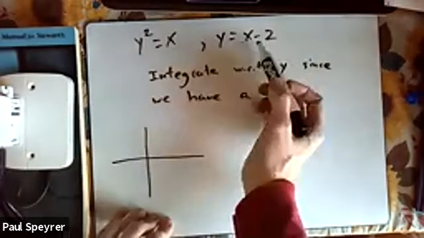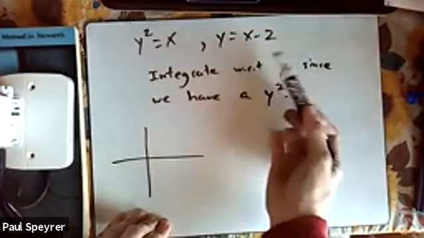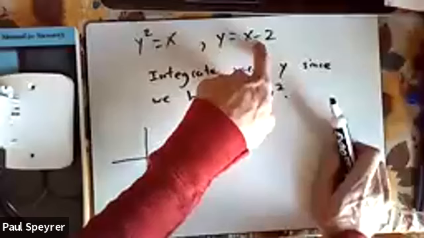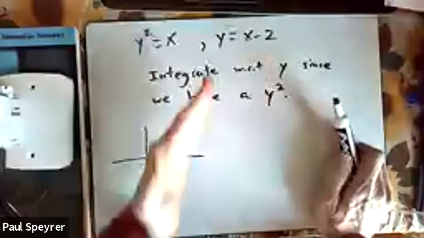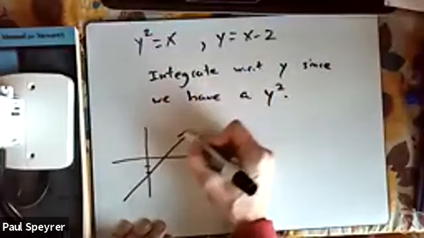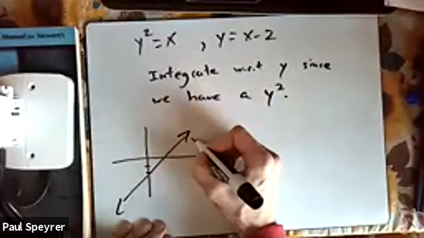So y equals x minus 2. Sometimes you'll get combinations of stuff, but this one's pretty straight. This is just a straight line that's been shifted down by 2. It goes down like this. So this is y equals x minus 2.